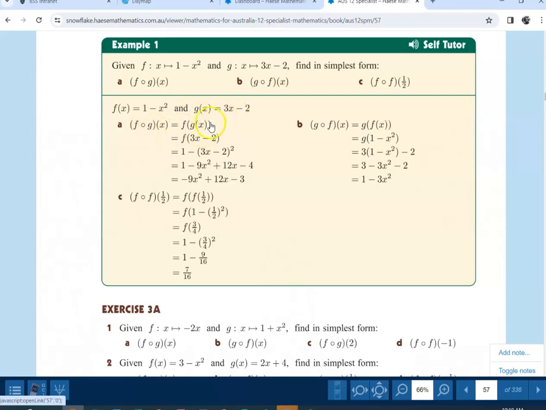F of g of x, again, I will always write it like this. Some students don't need to, but anyway, I do. Wherever the g of x is, you sub it in, and now go to your f function, and wherever x is, replace. Simple? They're going to ask you about the domain and the range.